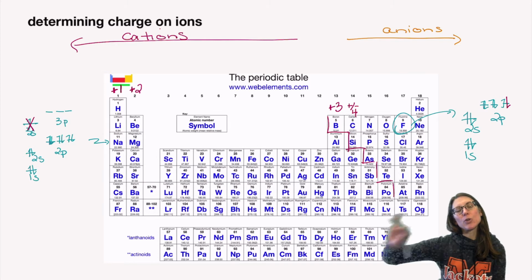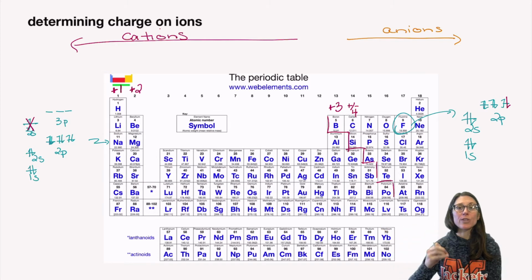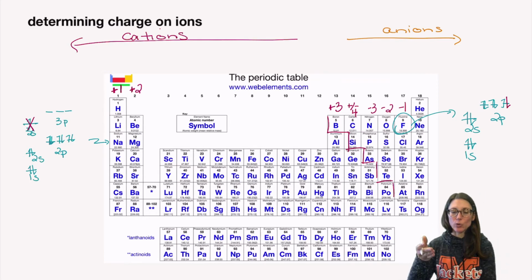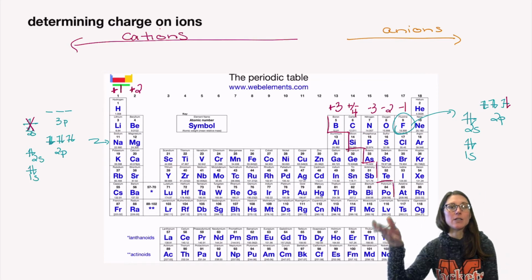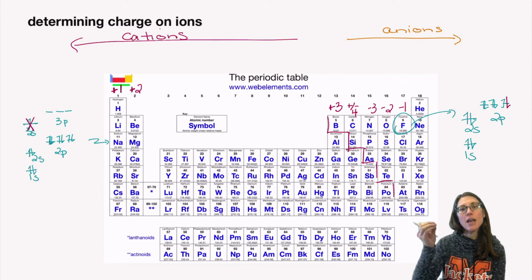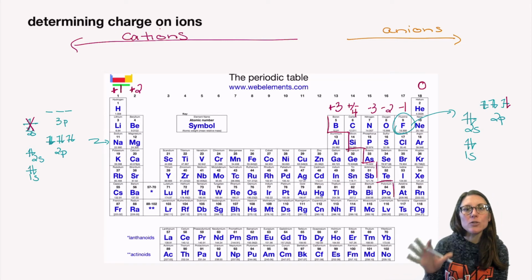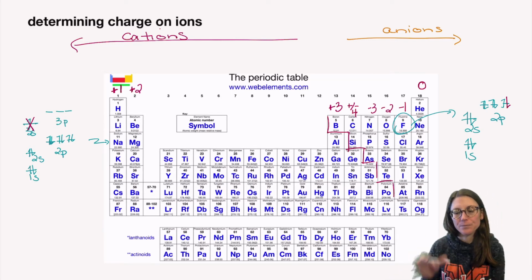And then once you get to the right-hand side, your orbitals are mostly full. And so you're going to have charges of -3, -2, and -1, respectively, for groups 15, 16, and 17. This is the number of valence electrons needed to fill that outermost shell. Your noble gases, they already have a full shell. They do not form ionic compounds.